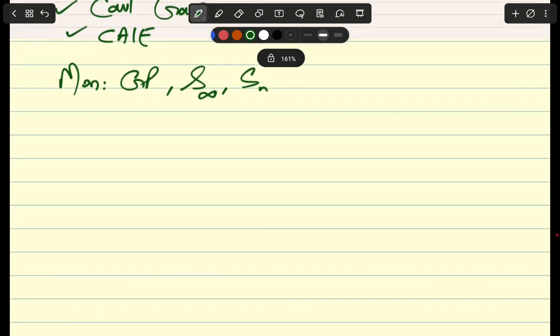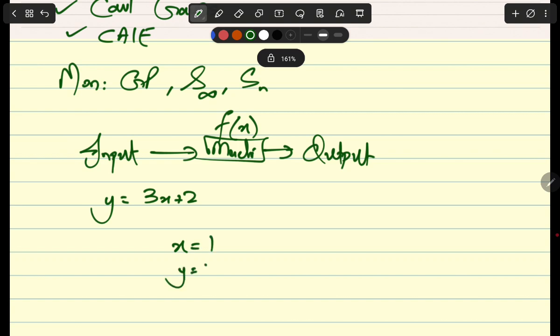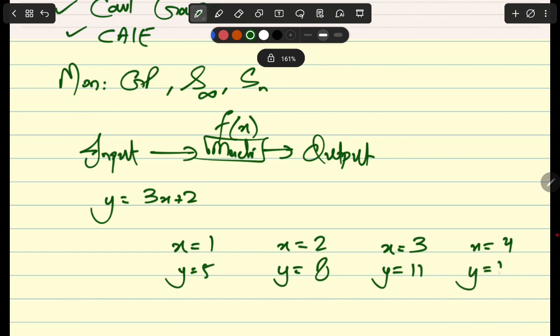So let's begin. Now let's travel back. Functions taught us input, apply. So there was an input, a rule was applied on it, we called it a machine, or in mathematical notation that's f(x), and it produces an output, right? Suppose I tell you y equals 3x plus 2. Now let's substitute. If x is equal to 1, y equals 5. If x is equal to 2, y equals 8. If x is equal to 3, y equals 11. If x is equal to 4, y is equal to 14, right?